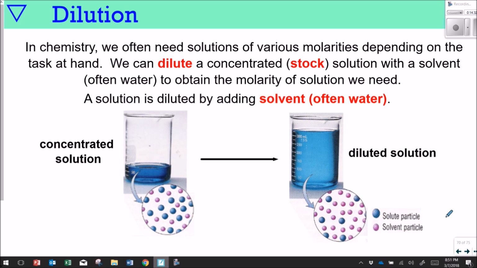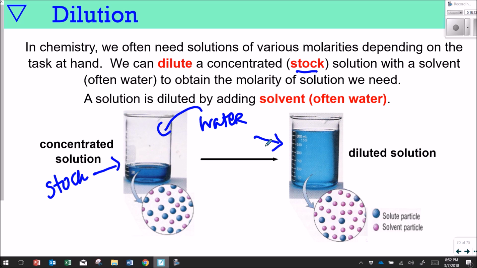In chemistry, we often need solutions of various molarities depending on the task at hand. We can dilute a concentrated or stock solution with a solvent, which is often water, to obtain the molarity of the solution that we need. A solution is diluted by adding solvent to the concentrated solution, and that solvent is often water. So if we have a concentrated solution here, which is our stock solution, we can add water to it, and that will produce our diluted solution.